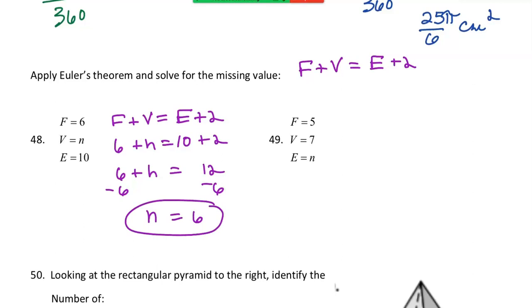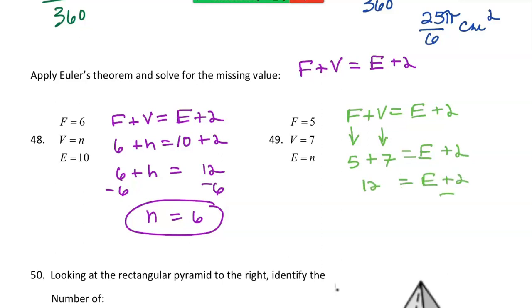Okay, let's do the next problem. Same idea. Write your formula. You have a much higher chance of getting this correct if you follow this protocol. F is 5, vertices is 7, and that equals E plus 2. So 5 and 7 is 12. 12 equals E plus 2. Subtract 2 from both sides, and 10 equals the number of edges.